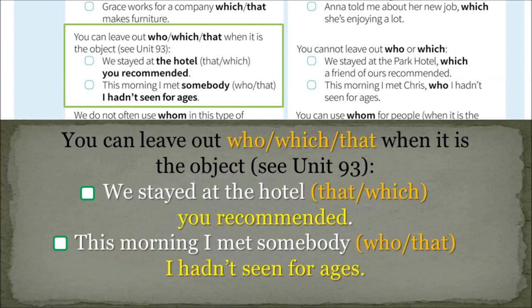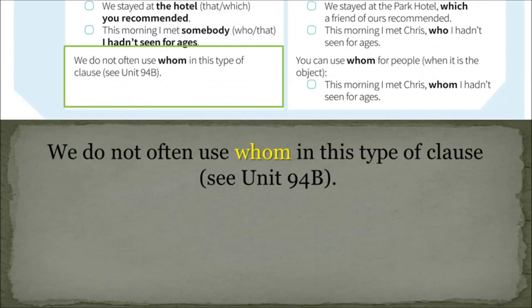This morning I met somebody who I hadn't seen for ages. This morning I met somebody that I hadn't seen for ages. This morning I met somebody I hadn't seen for ages. We do not often use whom in this type of clause. See Unit 94B.